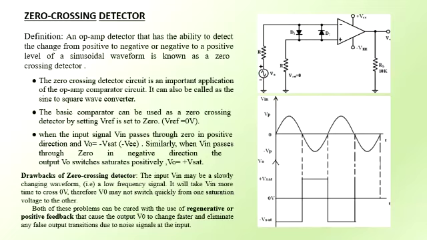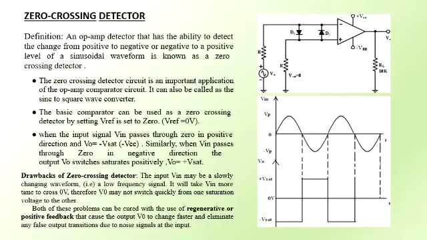Let us understand the operation of this zero crossing detector. First let us understand the circuit. Here diodes D1 and D2 and the resistance R are connected. Then V in, the input signal, is applied to the inverting terminal. The reference voltage becomes 0, that is the ground, connected to the non-inverting terminal. Zero crossing detector is an important application of the comparator because it is also called a sine wave to square wave converter.